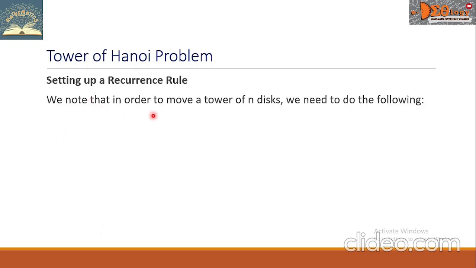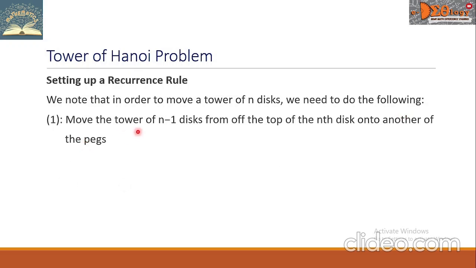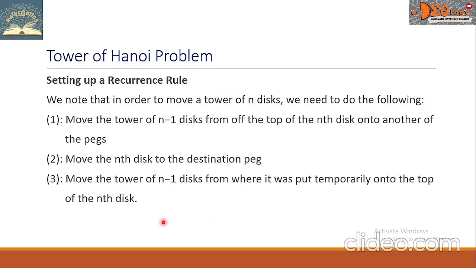We note that in order to move a tower of n disks, we need to do the following. Number 1, move the tower of n minus 1 disks from off the top of the nth disk onto another of the pegs. Step 2, move the nth disk to the destination peg. Number 3, move the tower of n minus 1 disks from where it was put temporarily onto the top of the nth disk.